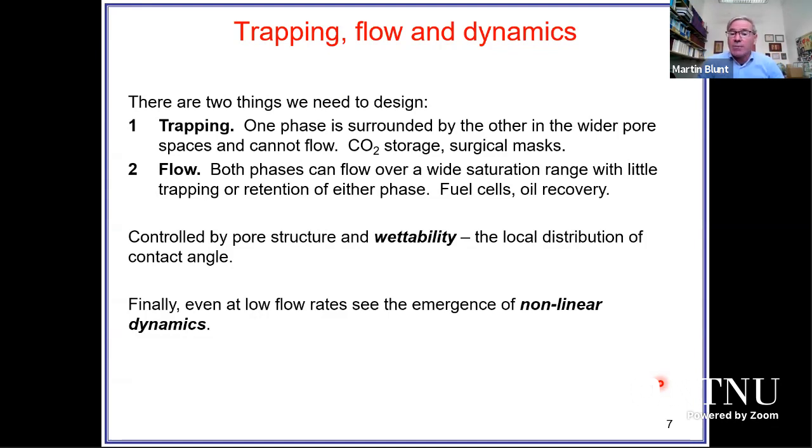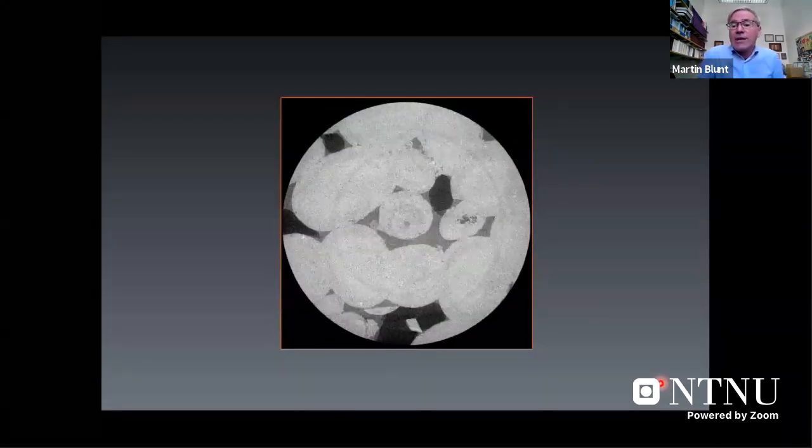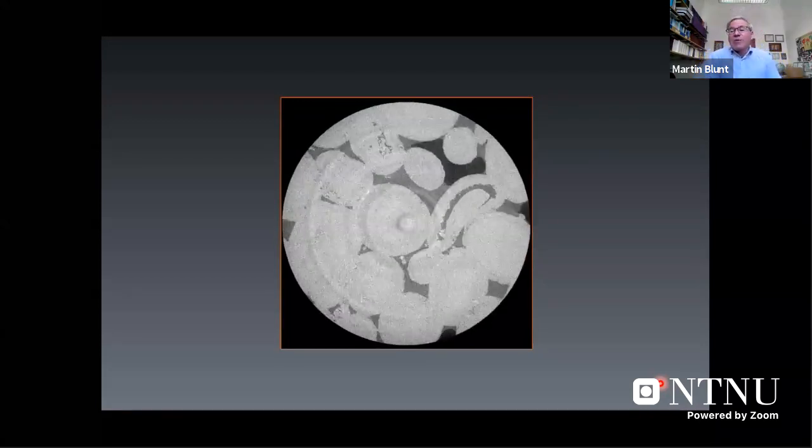Our focus has been looking at wettability. So wettability, the local distribution of contact angle. And then there is another phenomenon. We find that even when we're looking at the representative slow flow rates that you see certainly in natural settings, we see the emergence of non-linear behavior. So we want to understand the dynamics as well of multiphase flow. So let's go straight in and show you what we're talking about.